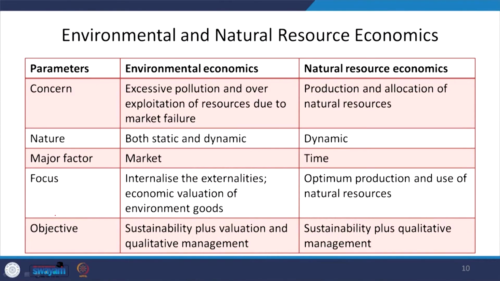While in case of natural resource economics, we study optimum production and use of natural resources. So, mostly the focus of natural resource economics is on optimal utilization of natural resources, how to regenerate natural resources, how to protect them, but externalities, economic valuation and internalization of externalities are largely covered in environmental economics. As far as the objective of the discipline is concerned, in environmental economics, sustainability plus valuation and qualitative management is the main objective, while natural resource economics focuses on sustainability plus qualitative management of natural resources.